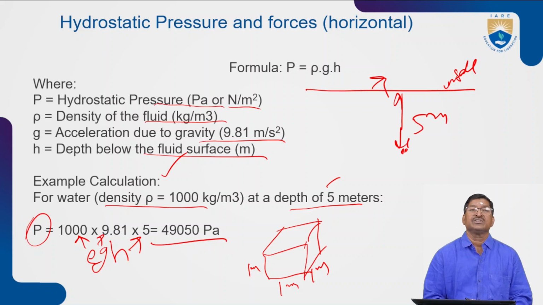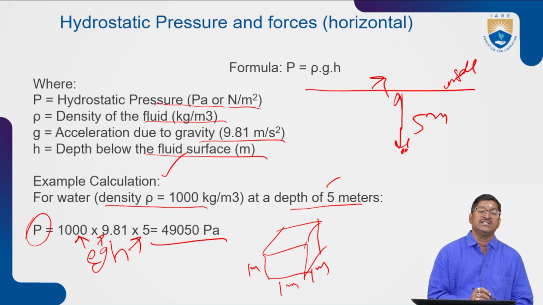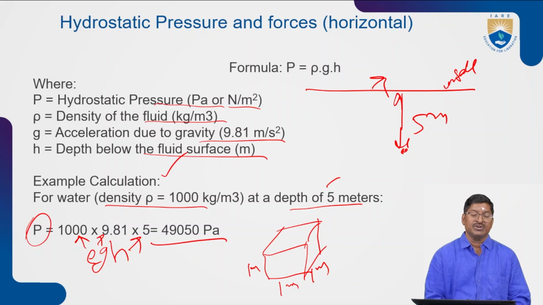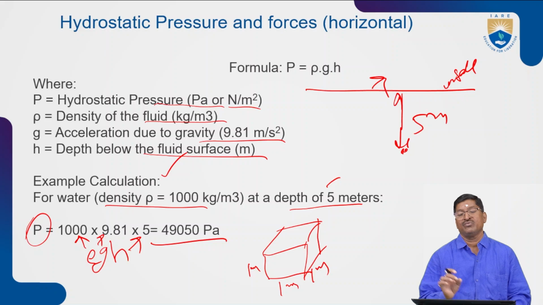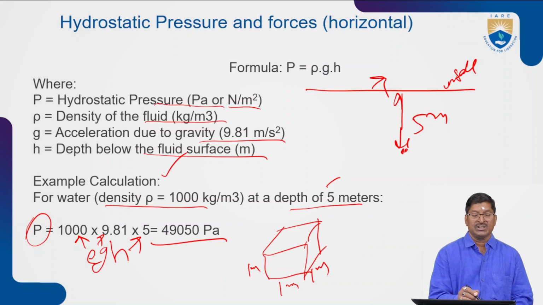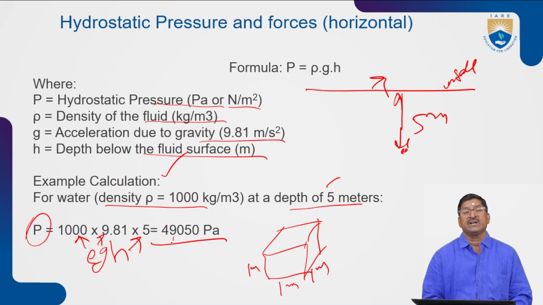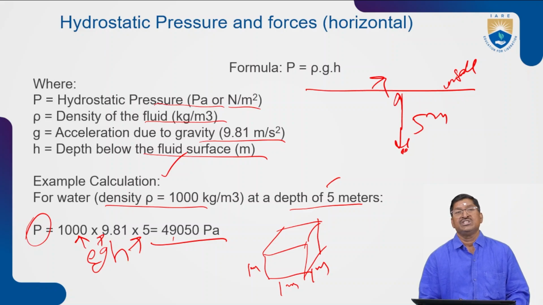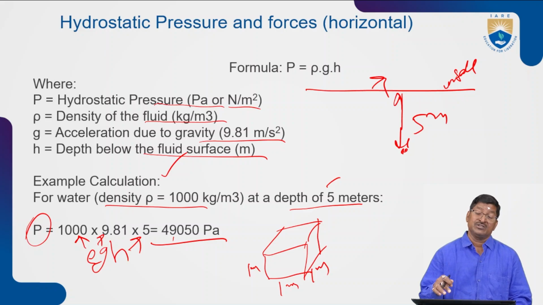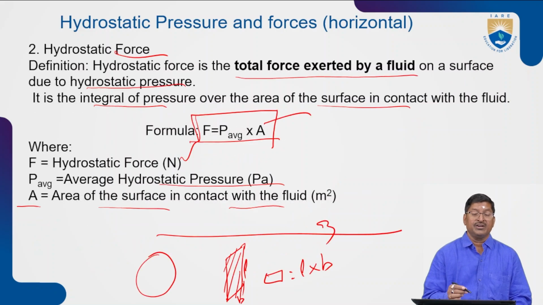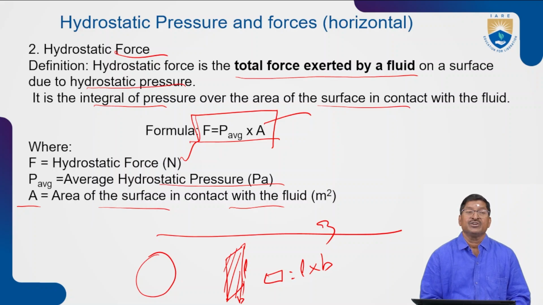By using rho g h: rho is the density of water, 1000 kg per meter cube, g is 9.81 meters per second square, and 5 is the depth of that particular object. So totally 49,000 pascals of pressure will be applied onto the object which is at a depth of 5 meters below the water surface. And you can calculate not only pressure but also force.